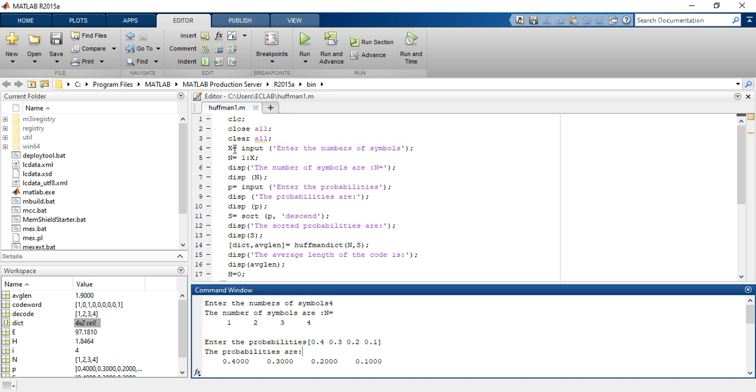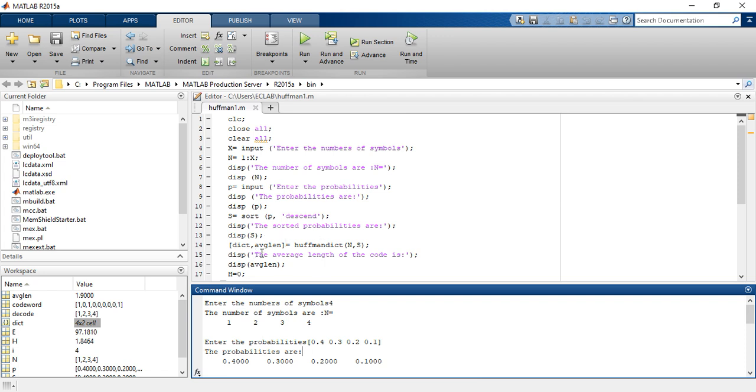In MATLAB also we have written this code for Huffman coding. Here x represents: enter the number of symbols. For example, if I enter 4, the n value will take 1 to 4, and the number of symbols n will be displayed. P means the corresponding probabilities of the symbols, and after that we need to sort, or arrange, those probabilities in decreasing order. So sorting: S will hold the sorted probabilities in decreasing order.